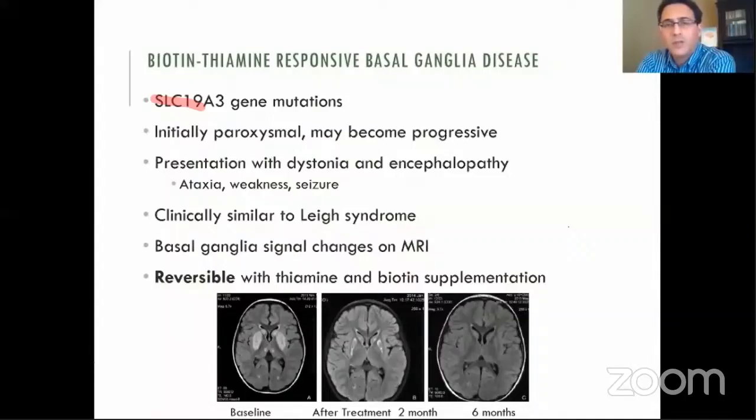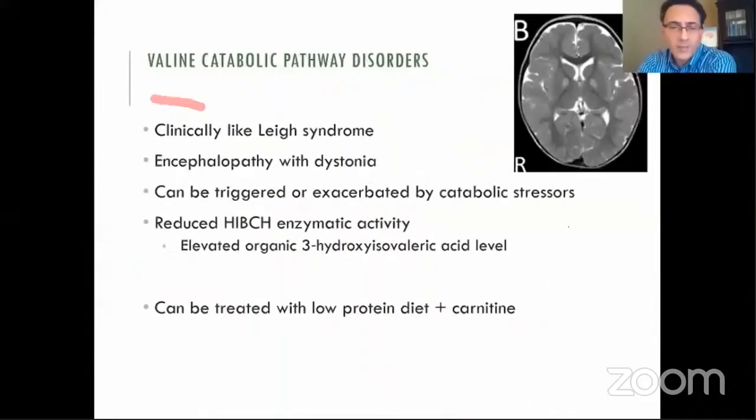Clinically, it could be similar to Leigh syndrome, so mitochondrial disorder. These patients can have paroxysmal events triggered by infection or surgery or major stresses. There could be basal ganglia signal changes on the MRI, and these signal changes actually can improve with treatment. And this condition is reversible with thiamine and biotin supplementation if initiated in a timely manner. And this can be treated or at least stabilized by low protein diet and carnitine.